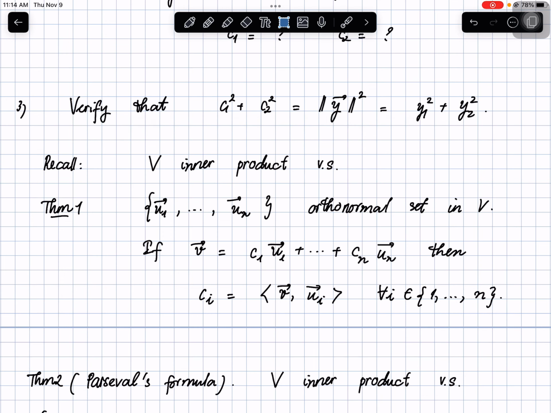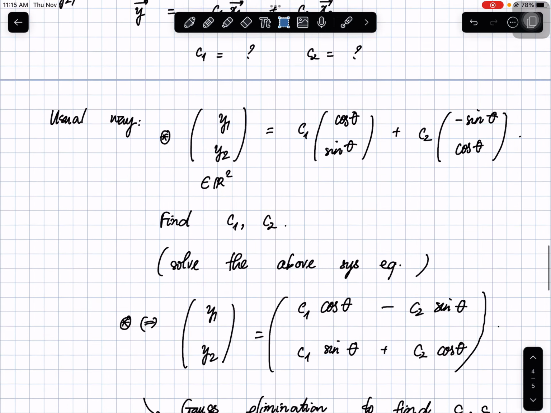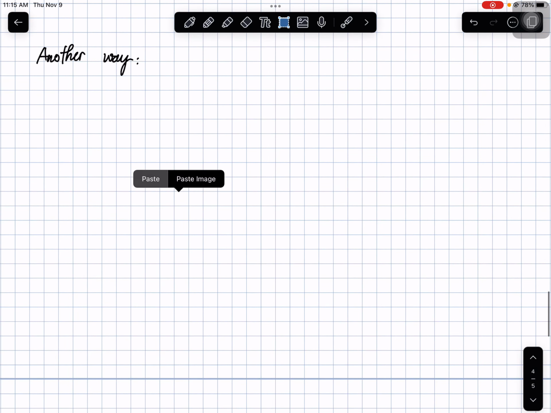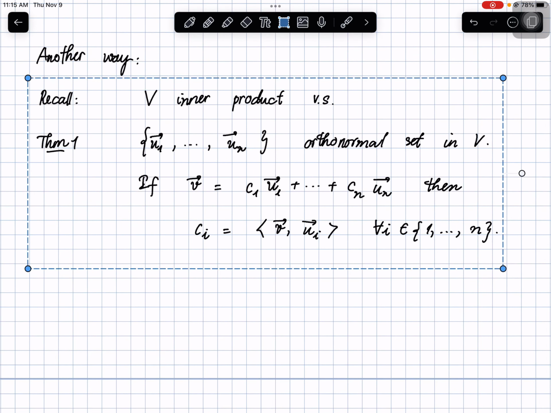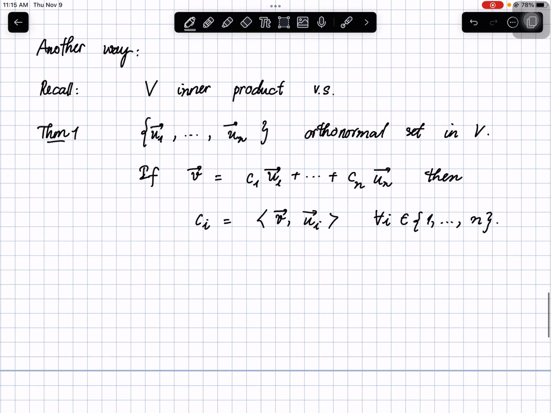So in the book, they ask the condition that this set is not just an orthonormal set, but it needs to be a basis. We don't need to use this condition, although the condition is still true in our case. We will use this theorem. Let me quickly prove it.